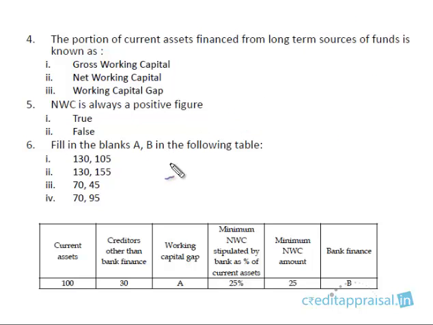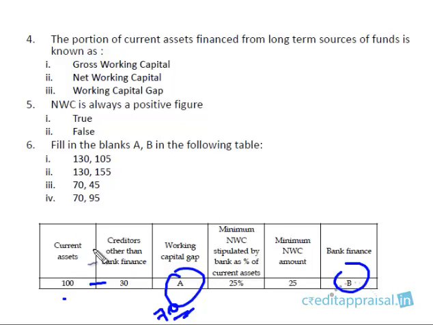The sixth question, fill in the blanks A and B in the following table. So let us see this table. Current assets is 100 lakhs. Creditors other than bank finance is 30 lakhs. So what is the working capital gap? Please refer back to the assessment of working capital where we discussed the turnover method, first method of lending, second method of lending. Working capital gap is nothing but this minus this, 100 minus 30, this is 70.